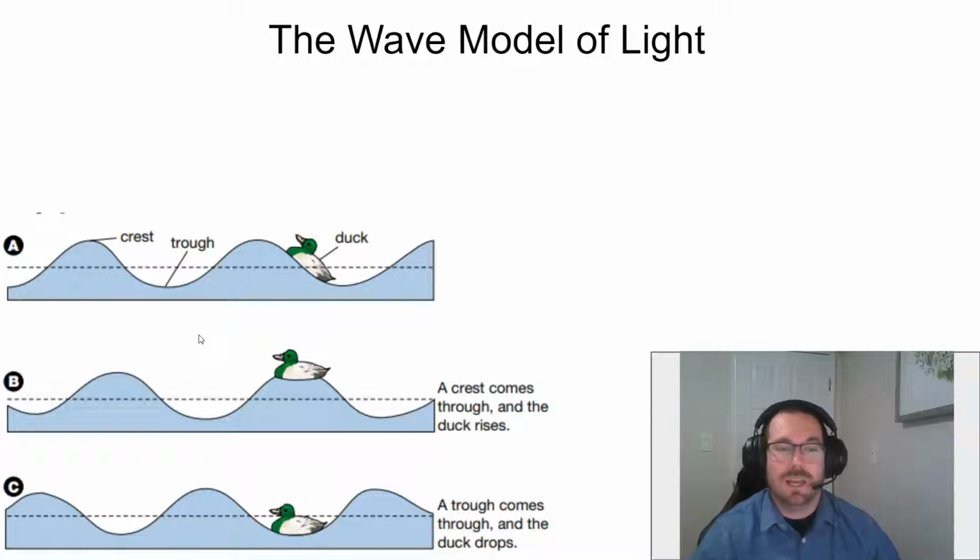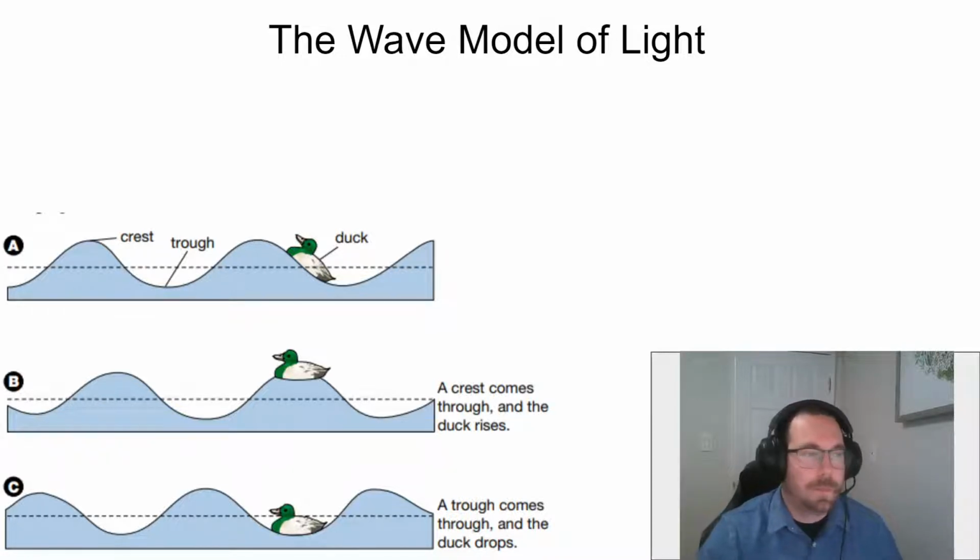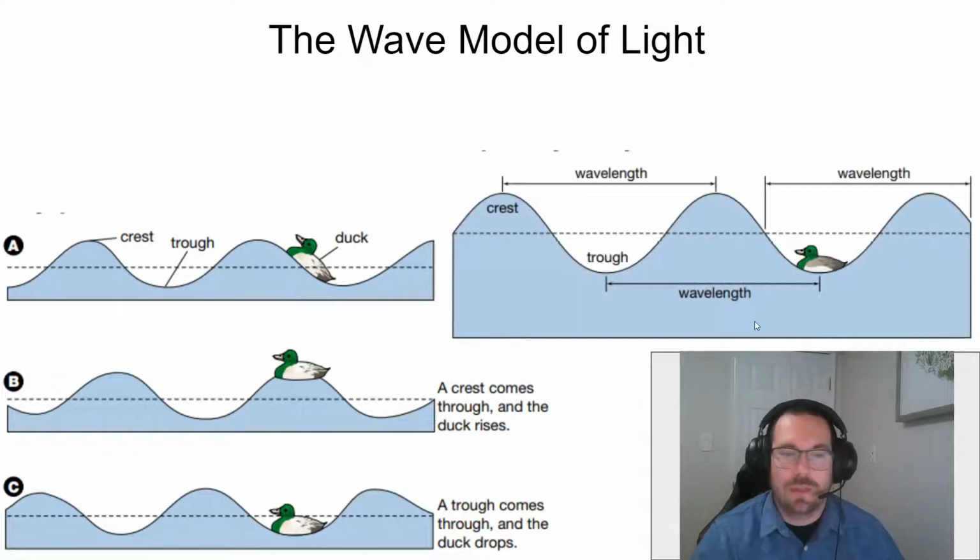Just think about being on a boat in a wavy ocean or in a wavy lake. The duck and the water around it do not move forward. They just move up and down as the wave passes. The distance from crest to crest, or from trough to trough, we call the wavelength. We can also think of a wavelength as the distance covered by one complete crest plus one complete trough.